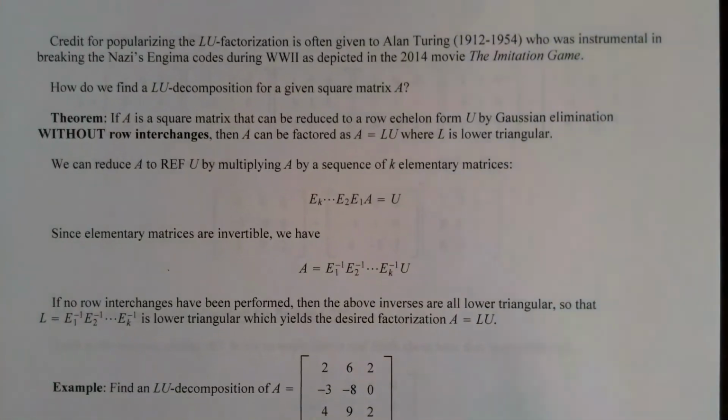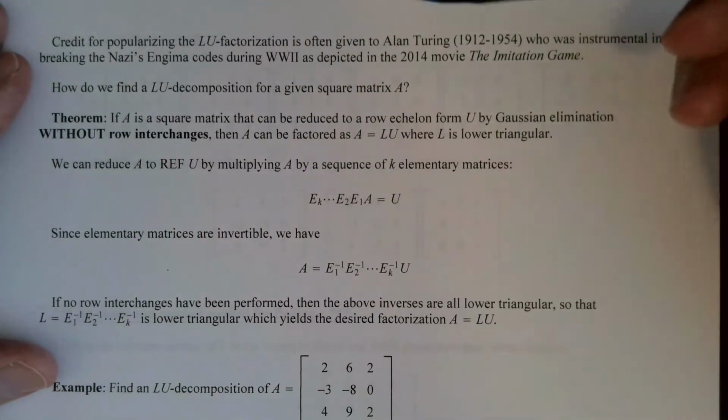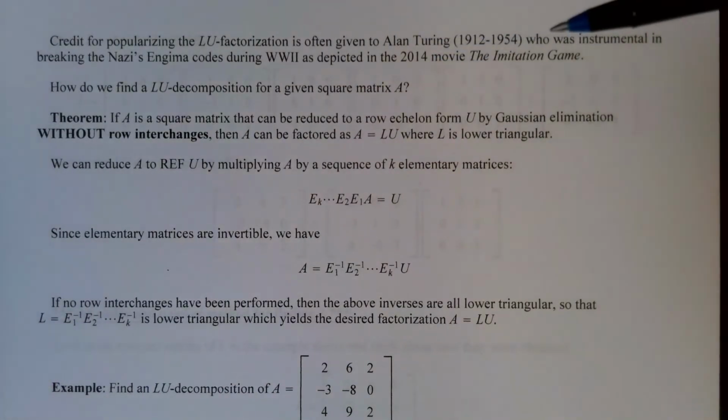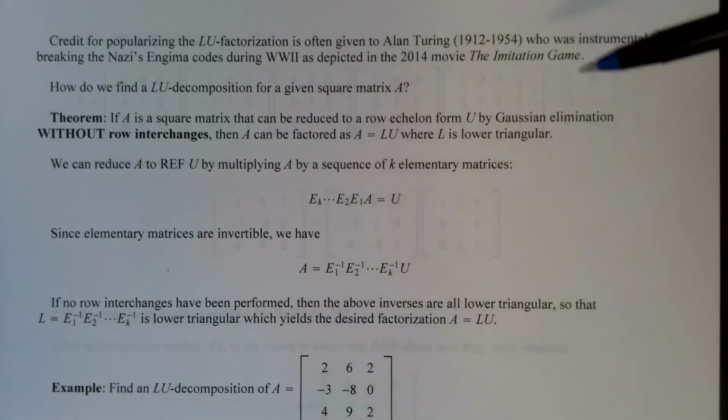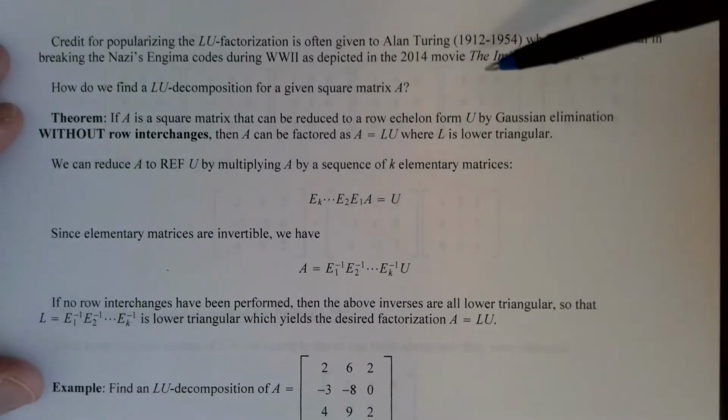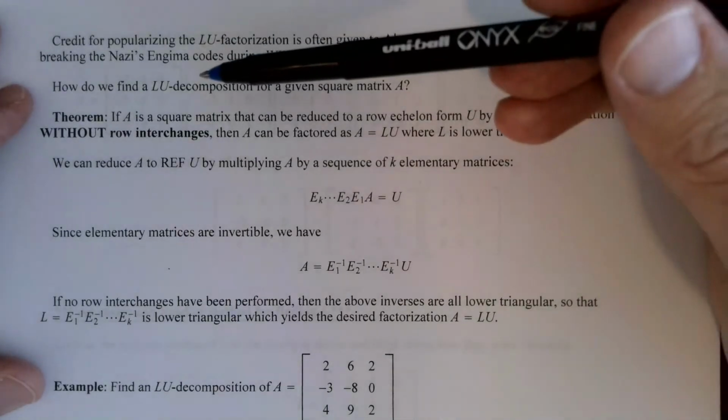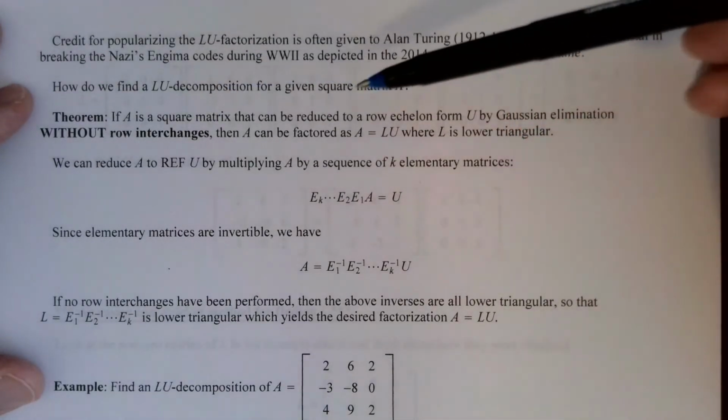The person who kind of popularized the use of this factorization technique was Alan Turing. Some of you are familiar with him. He was a mathematician who was instrumental in breaking the Nazis' Enigma code during World War II. Some of you might have seen the movie The Imitation Game. It was in 2014 with Benedict Cumberbatch, is that his name? Pretty good movie there.